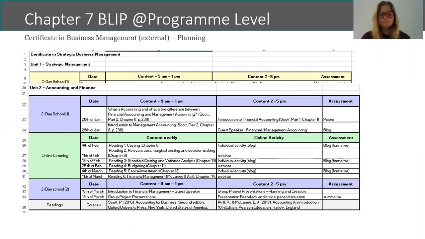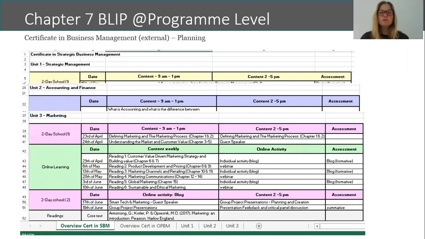Then there's unit 2, which was on accounting and finance. Again, I had the same structure and the same information, and I ensured that there is going to be consistency between the 2, but also in terms of what they can expect in terms of learning, which for mature learners, as in this case, is quite important because they might not have that experience of learning. And then Unit 3, marketing, again followed the same structure with the day schools and then the online learning and what is happening there actually.